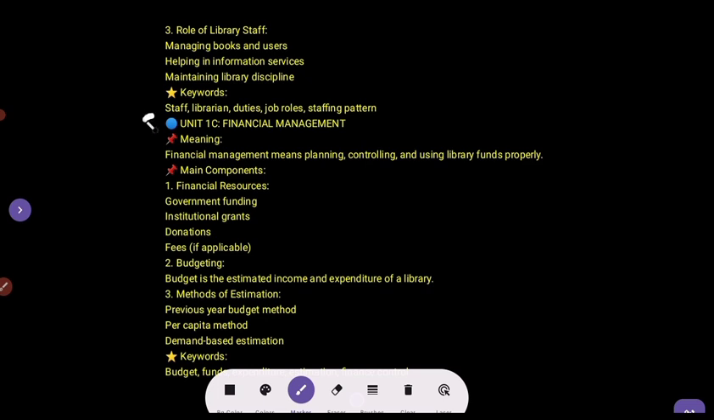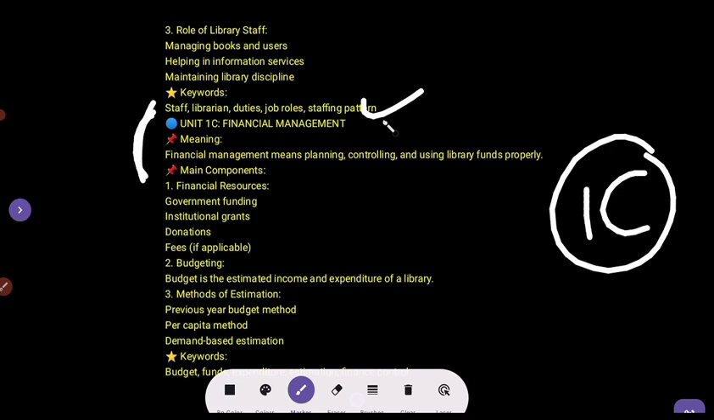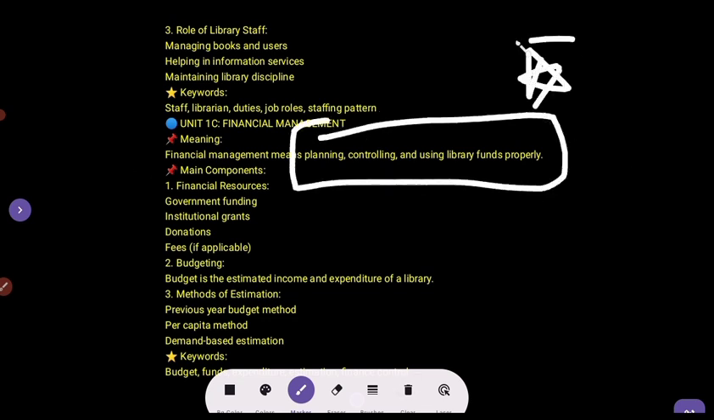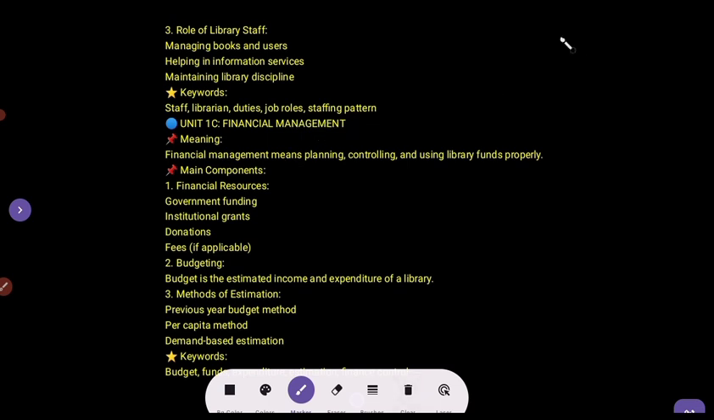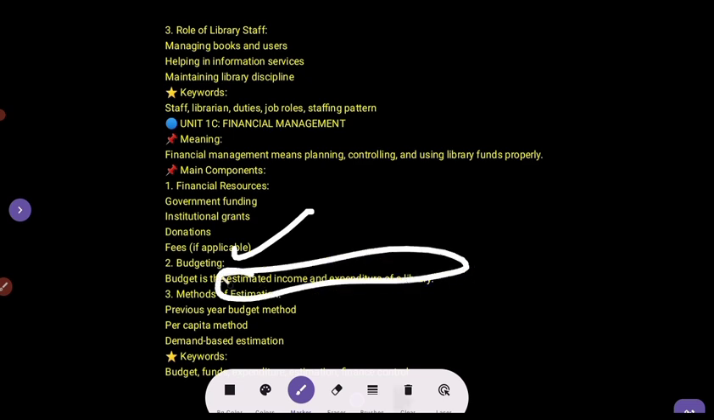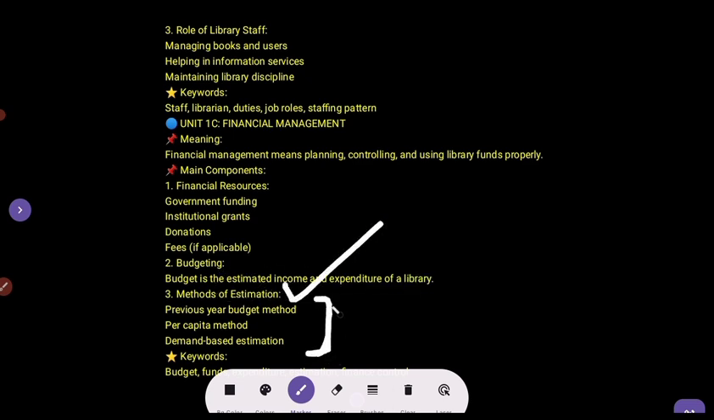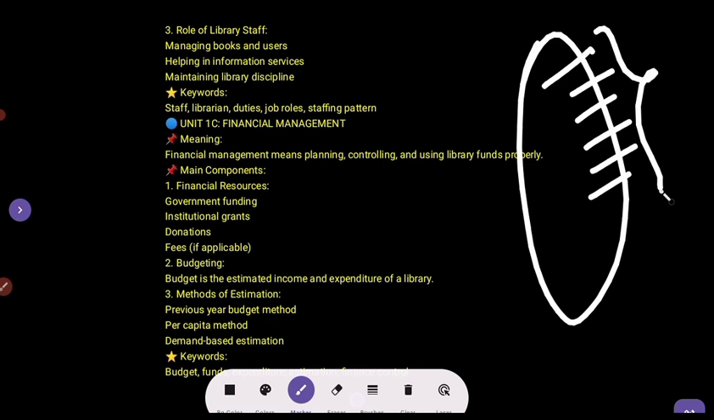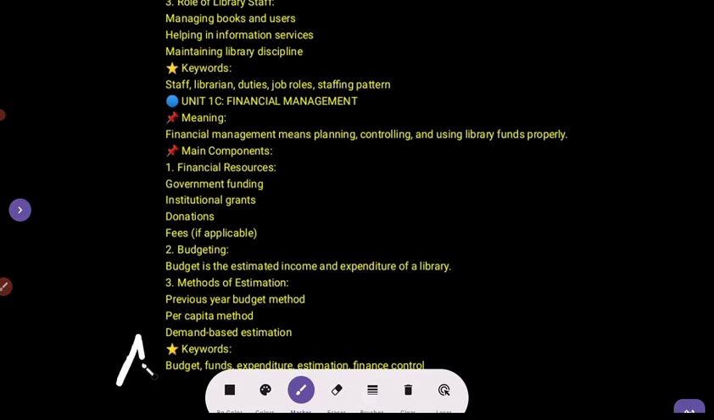Now the next unit is 1C, your financial management. What is financial management? It means planning, controlling and using library funds properly. The main component is first of all financial resources, meaning government funding, institutional grants, donations, and fees if applicable. Then budgeting: a budget is the estimated income and expenditure of a library. Methods of estimation are the previous year budget method, the per capita method, and demand based estimation. Suppose you have a particular demand for a particular book, your budget will be allotted accordingly. Main keywords here are budget, fund, expenditure, estimation, financial control.